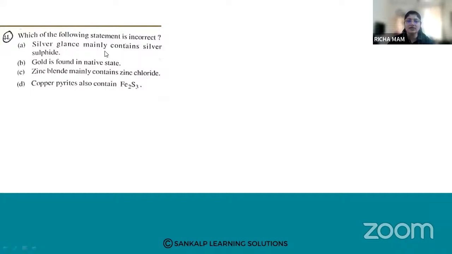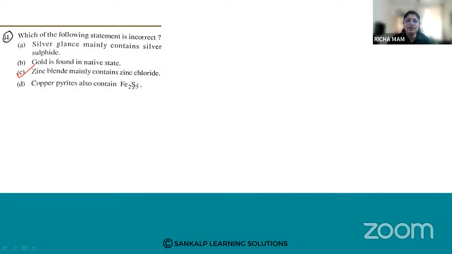A, glass mainly contains silver sulfide. B, gold is found in native state. C, zinc blende mainly contains zinc chloride. And D, copper pyrites also contains Fe2S3. Which of the following statements is incorrect? Zinc blende mainly contains zinc chloride, silver. So the answer is C.